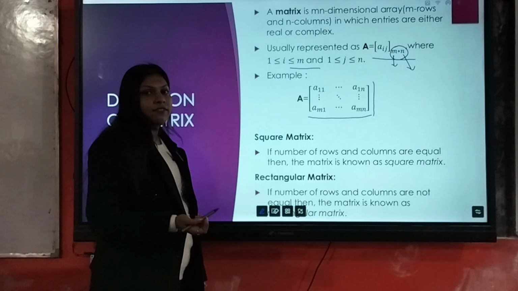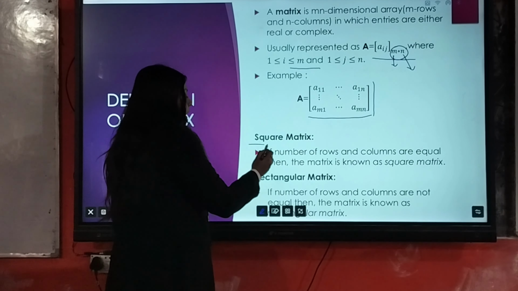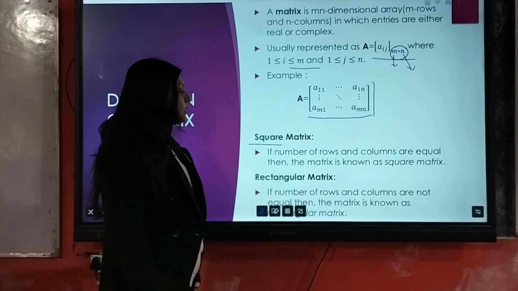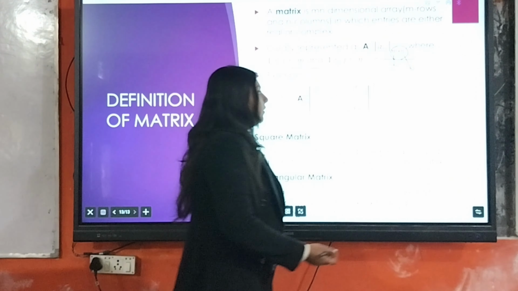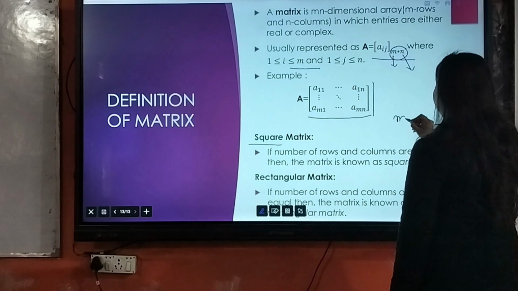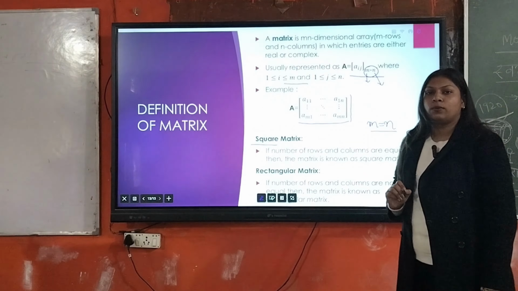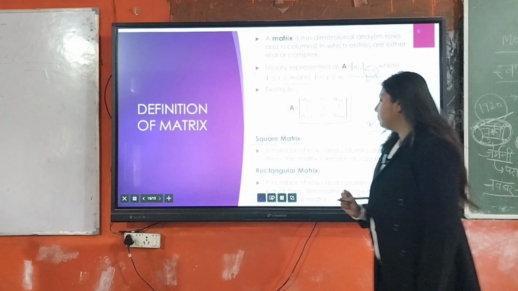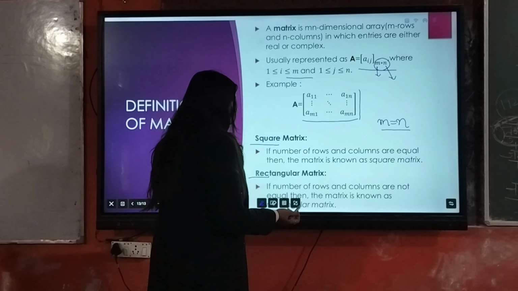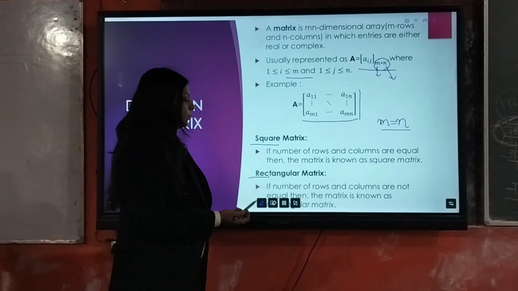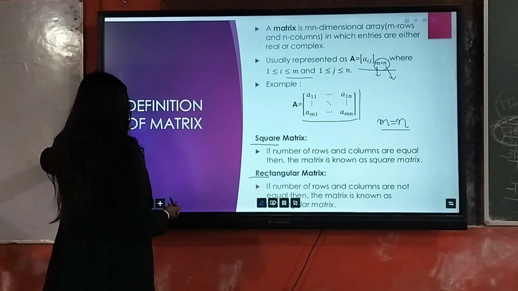So first we will understand some basic notation, that is, square matrix. If the number of rows and columns are equal, then the matrix is known as a square matrix. That is, if we have m equal to n, then such matrices are known as square matrices. Secondly, rectangular matrices. If the number of rows and columns are not equal, then the matrix is known as a rectangular matrix. So we move forward.